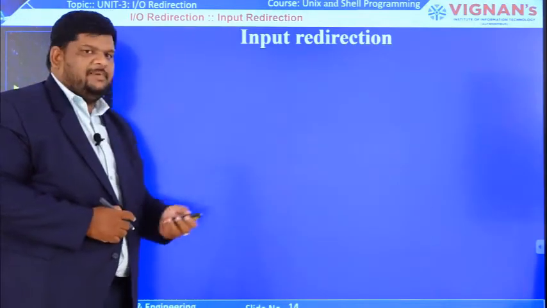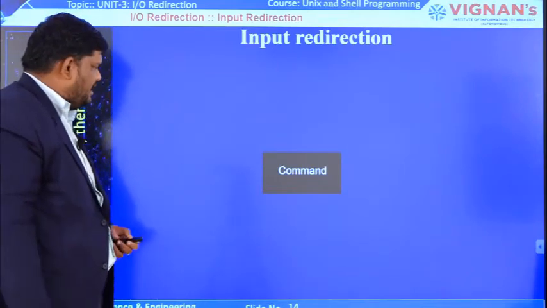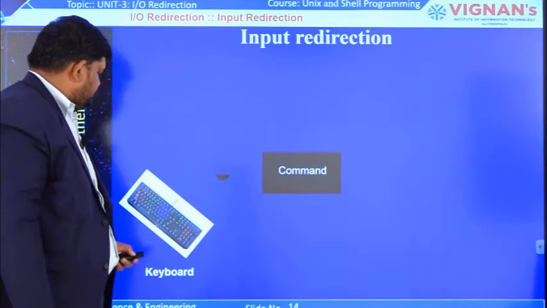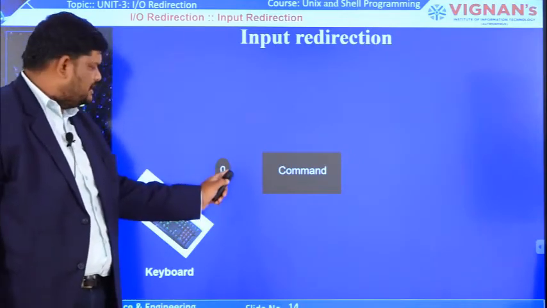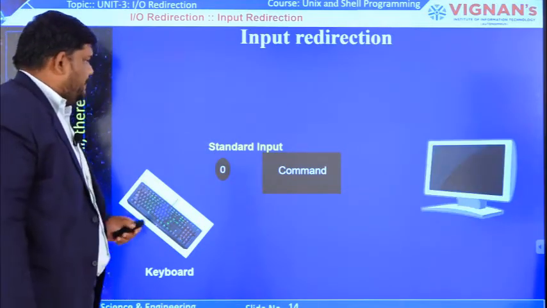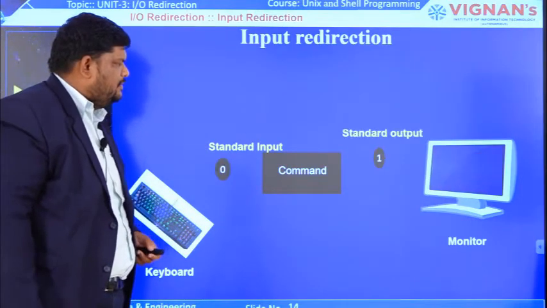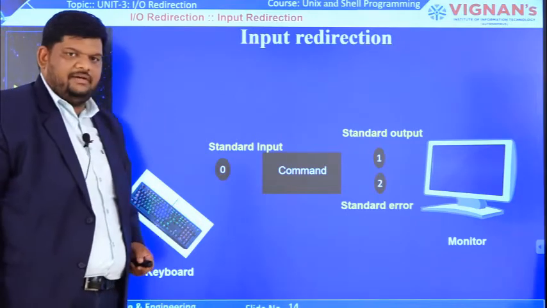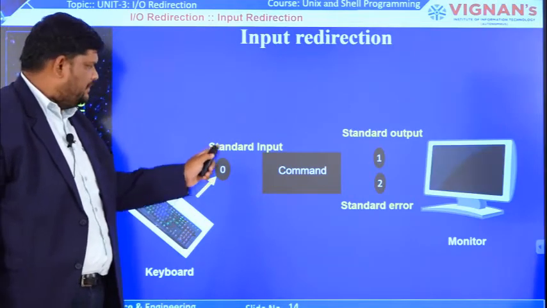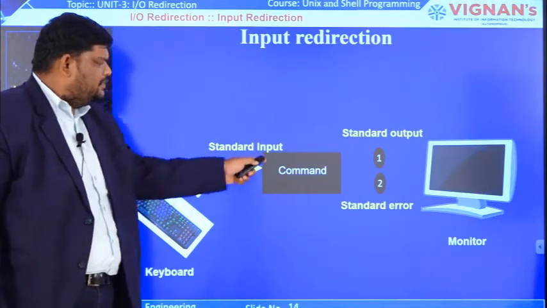Now let us see the diagrammatic representation of this input redirection. We know that if you want to execute the command, through the keyboard we provide the input. The standard input stream file descriptor value is 0. The standard output device is the monitor, 1 is standard output, and 2 indicates standard error. Normally through the keyboard we provide the input, that means standard input, and from that it goes to the command.